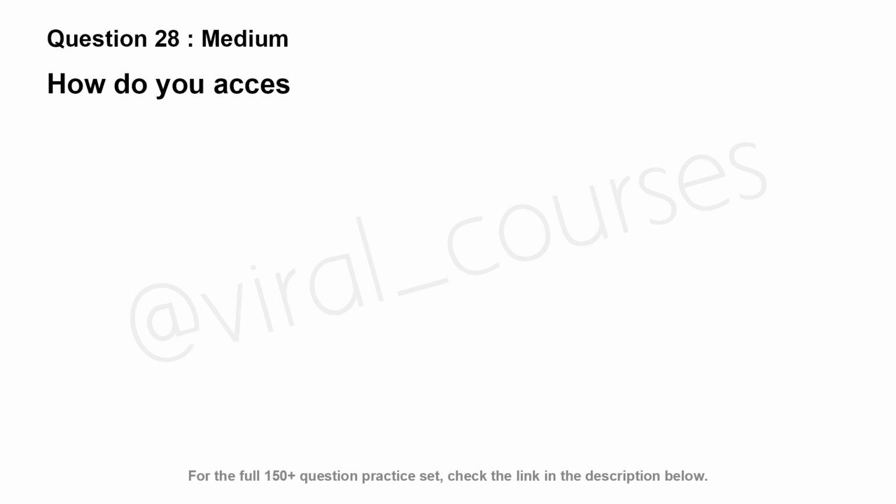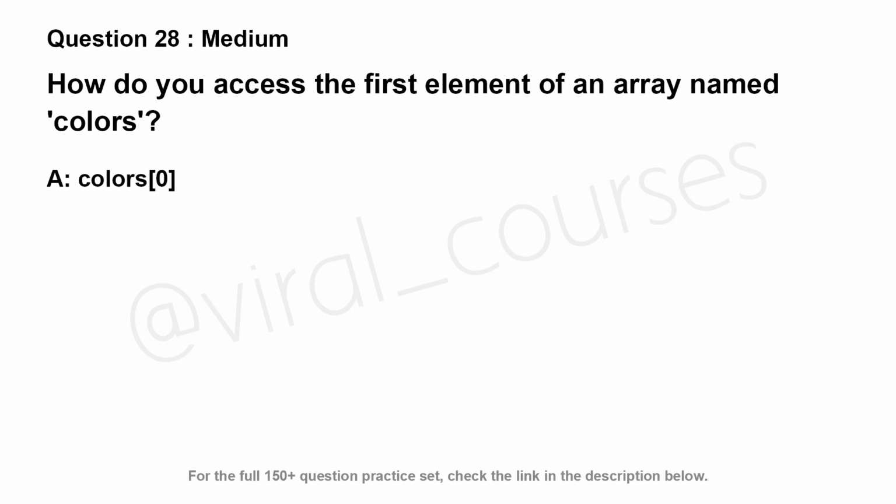How do you access the first element of an array named colors? Option A, colors[0]. Option B, colors[1]. Option C, colors.first. Option D, colors(0).